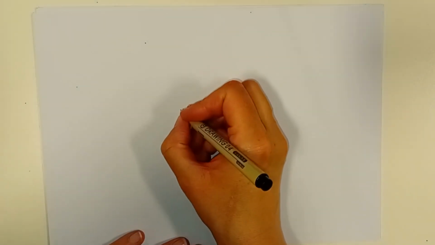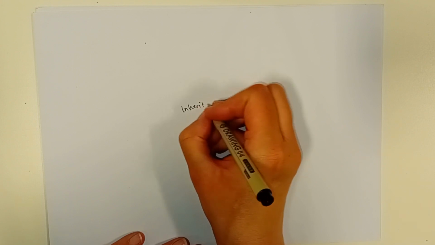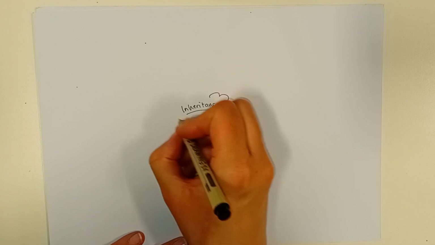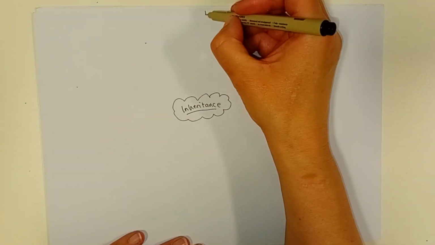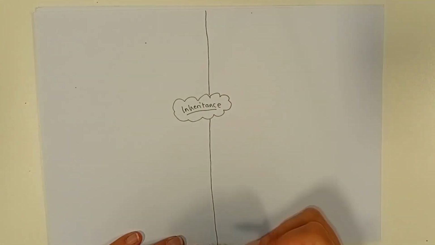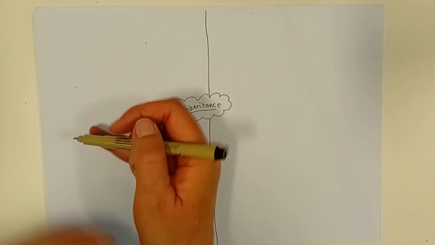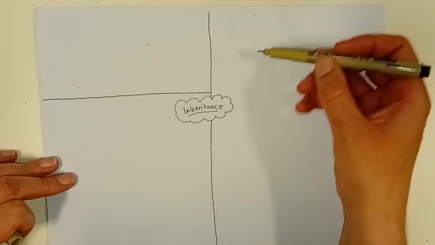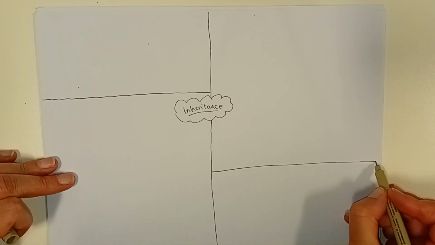So I'm going to put the title in the middle as usual. Today's title is Inheritance. And I'm going to divide my piece of paper in half down the middle. And then this side needs to be divided into 1/3 and 2/3, so a slightly smaller bit at the top. And this one needs to be 2/3 and 1/3, so a slightly smaller bit at the bottom. So about like that.